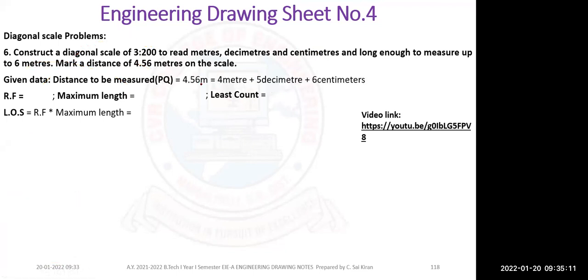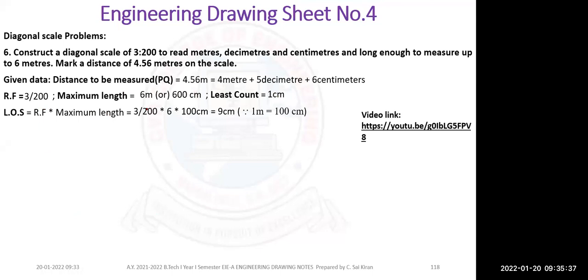So this 4.56 meters you have to divide into 4 meters, 5 decimeters, and 6 centimeters you have to measure. And RF already they gave us 3 by 200. Length is 6 meters or 600 centimeters. And then least count is 1 centimeter, because I can measure up to 1 centimeter on this scale. And next is the LOS. I have to find LOS.